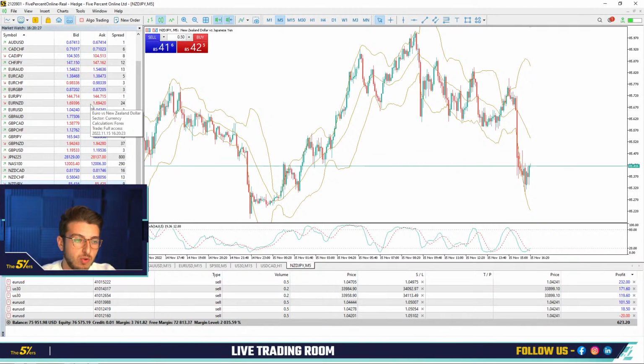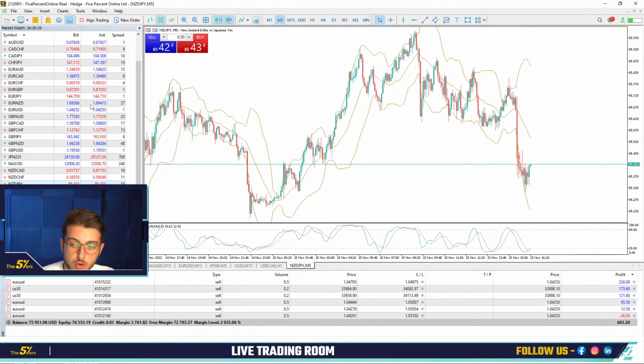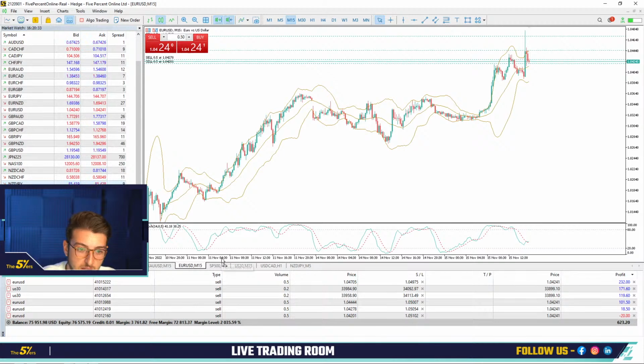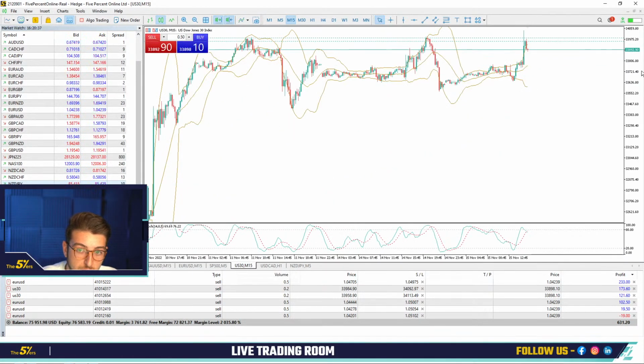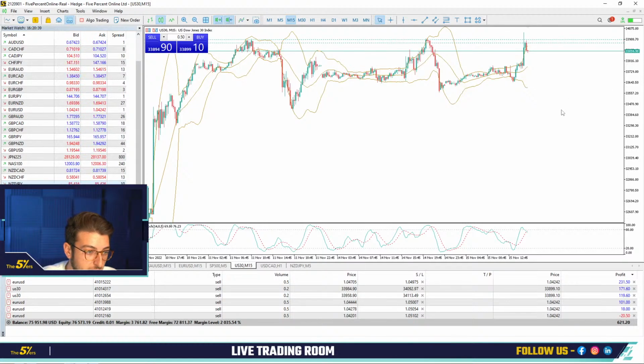Here I'm looking at the bigger time frame, at the big opportunity that we have for the week, and actually it was in the euro dollar for me and the US indices. We will see if it's going our way in the next 10 minutes after the opening.